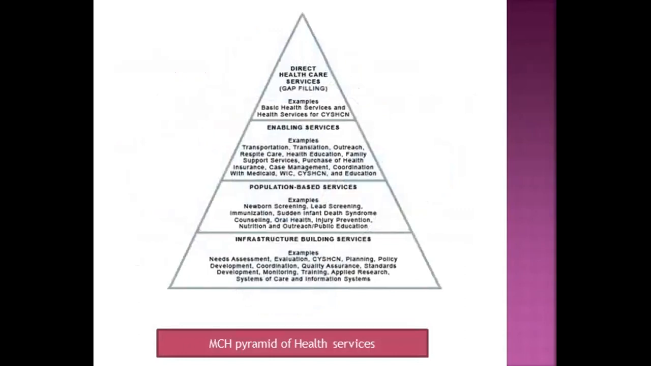MCH pyramid of health services. MCH includes direct health care services, which are provided, for example, in basic health units, and health services for psychological needs. Enabling services include transportation services, outreach services, health education, family support programs, purchase of health insurance, case management, coordination, and education.